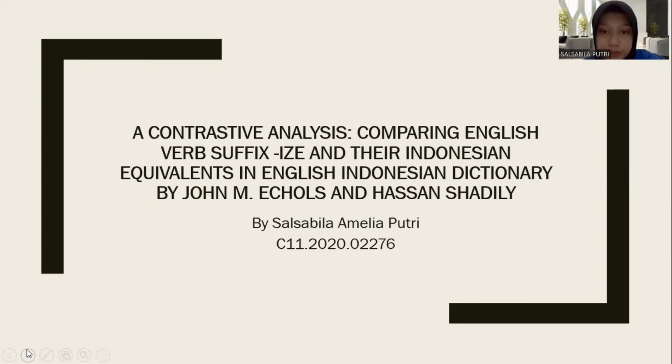I'll present my paper with the title A Contrastive Analysis Comparing English Verb Suffix -ize and Their Indonesian Equivalent in English Indonesian Dictionary by John M. Eccles and Hasan Sadli.